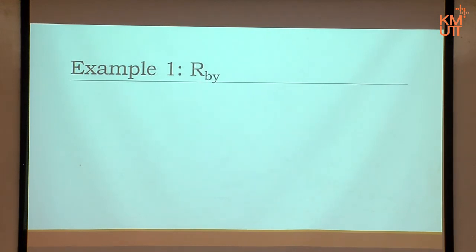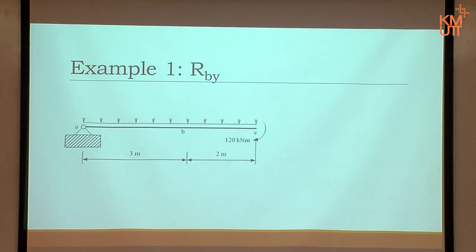Let's start. Don't forget, we can see only one reaction at a time. We want to find two reactions, so we have to choose which one first. So this one I choose RBY first. RB is on the roller. Now, the first step is I have to release the constraint at point B. There is only one constraint at point B, right? The constraint is that it cannot move up or down. Releasing the constraint is almost like I move out the support.